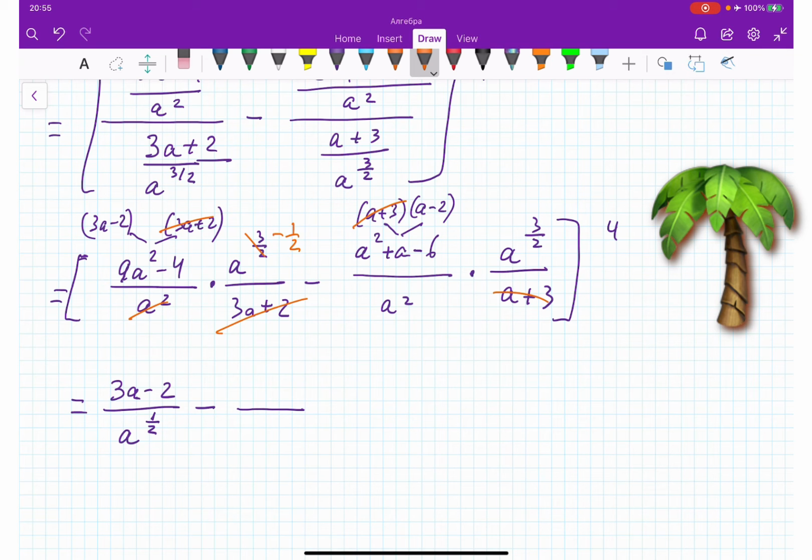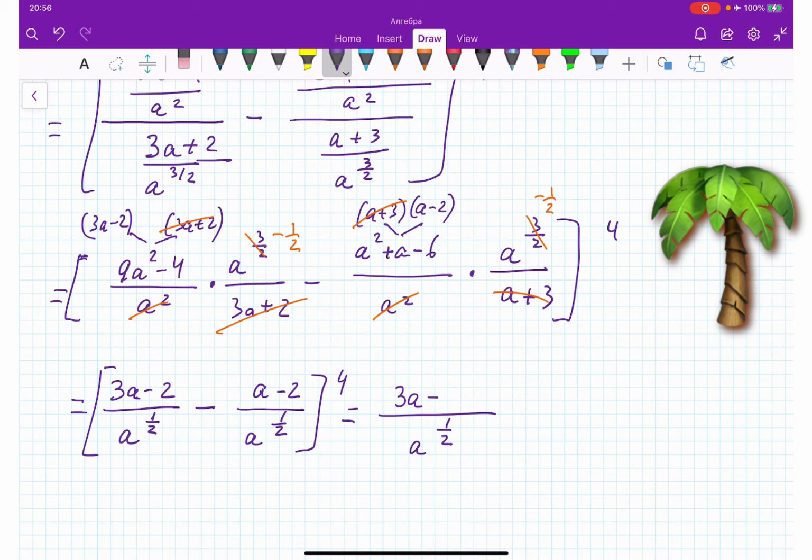Now what else do we have? A squared, a to power 3 over 2. It's going to be the same way, so instead of 3 over 2 we will have negative 1/2, and the result is we are going to get a minus 2 divided by a to power 1/2, and all these to power 4. And we are getting, once I bring to common denominator, and the denominator is going to be the same, a to power 1/2. So practically I'm writing down the way it is, numerator.